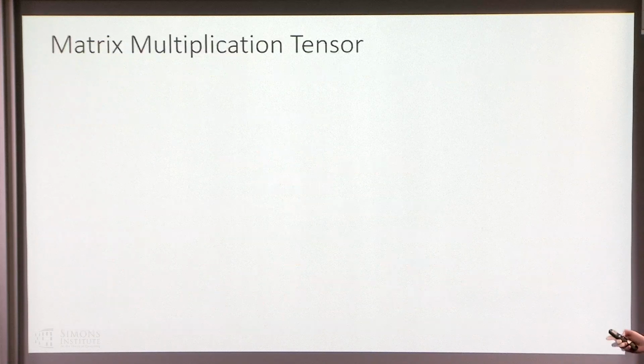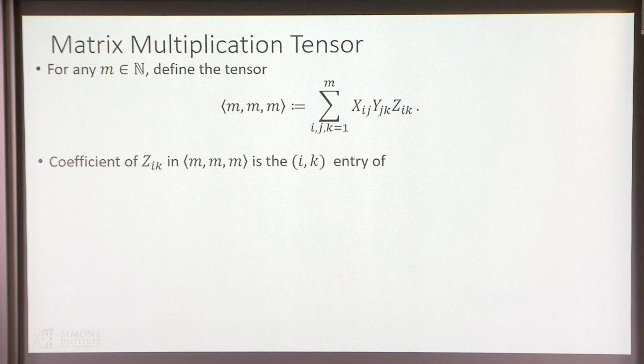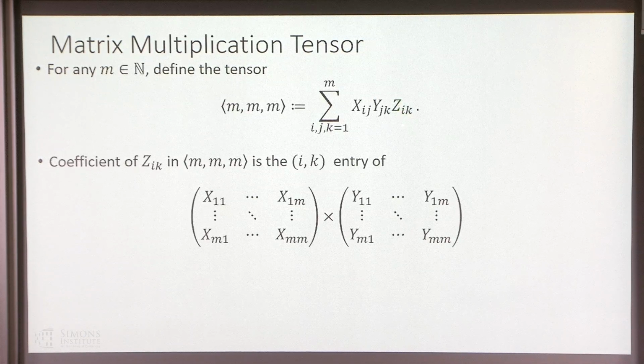So what is a matrix multiplication tensor? Well, it's written like this. The m by m matrix multiplication tensor <m,m,m> is the sum over x_ij, y_jk, z_ik. It basically has a 1 only in front of these products, and as an intuition, the coefficient of the z_ik entry is exactly the product of the ith row and the kth column of the matrices. So this is why it defines matrix multiplication.